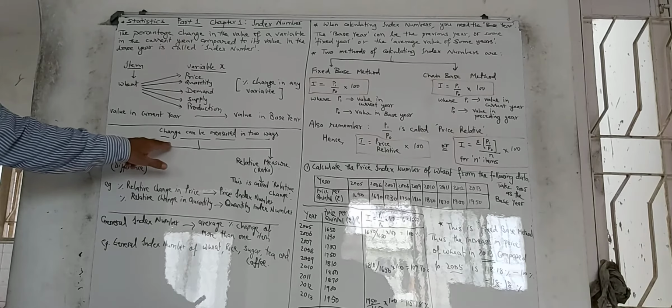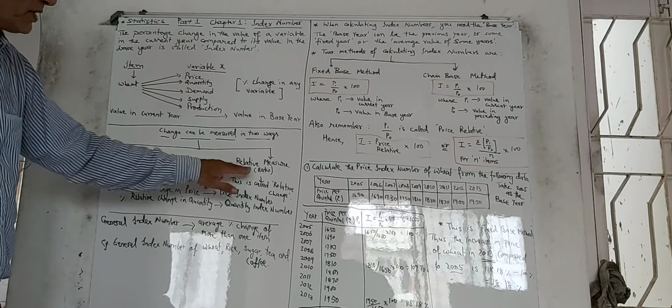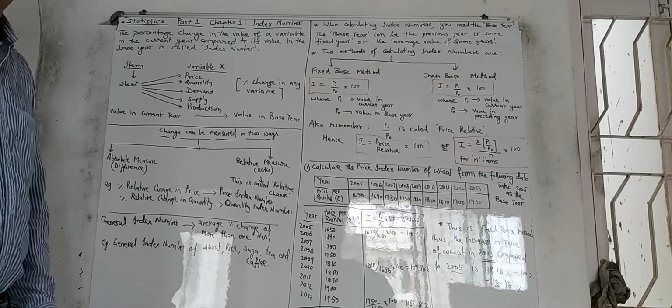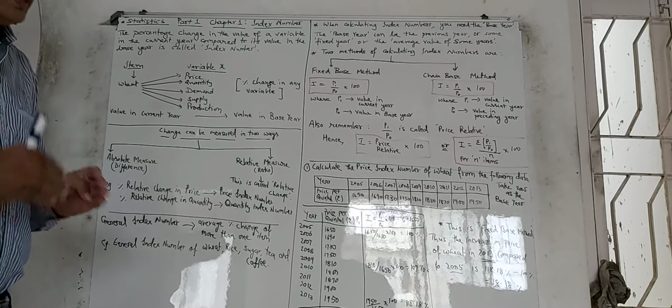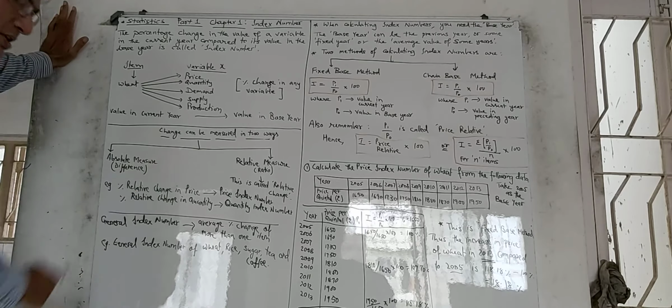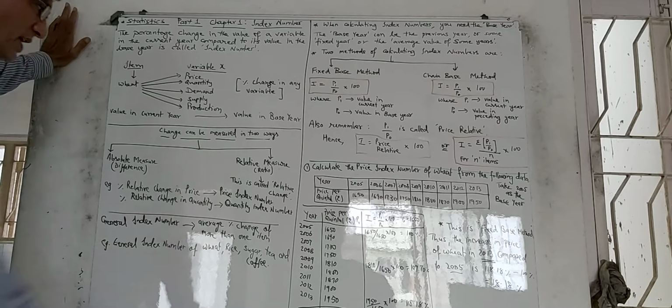There are two ways to measure change: absolute measure or difference, and relative measure or ratio. This relative measure is also called relative change because you are comparing it with something, and therefore it's called relative change. Example, relative change in price. When we discuss relative change in price, it is called price index number.